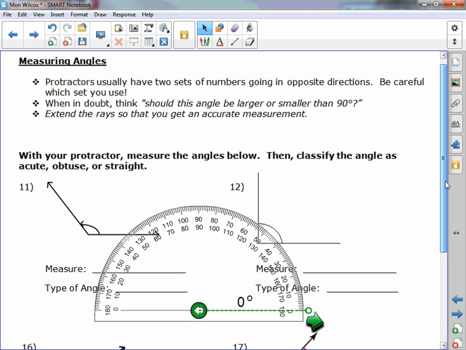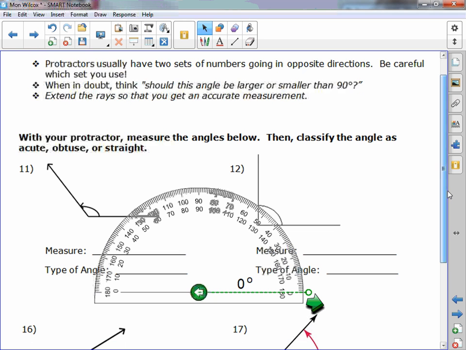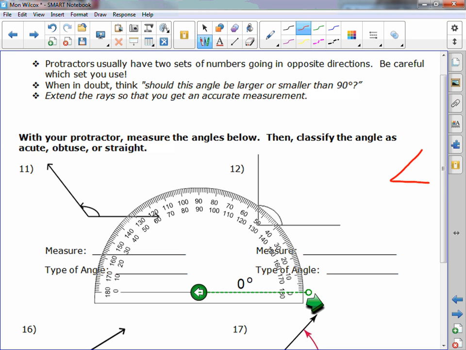Now, when we measure angles with protractors, protractors usually have two sets of numbers that go in opposite directions. That's so that you can measure angles that open to the right or angles that open to the left. That's why you have two different sets of numbers. So you have to be careful that when you're measuring, you're using the correct set of numbers.